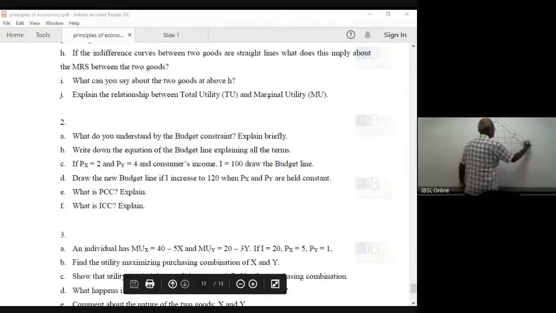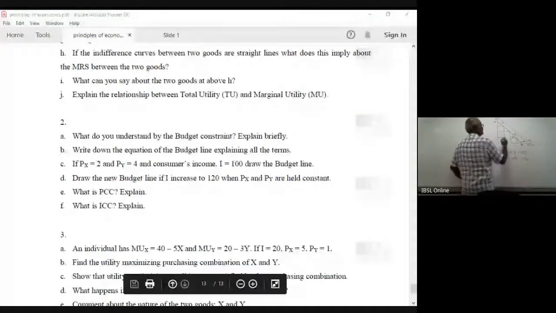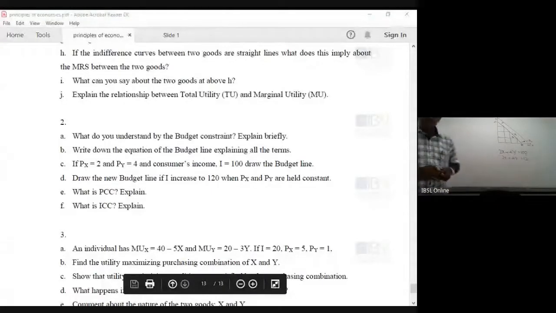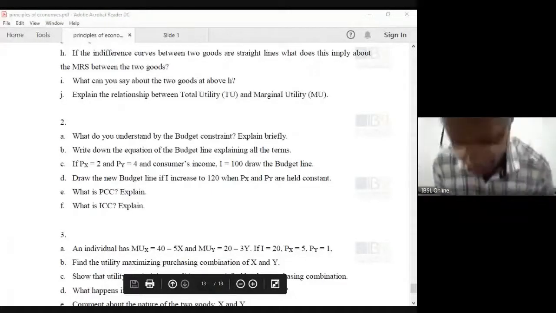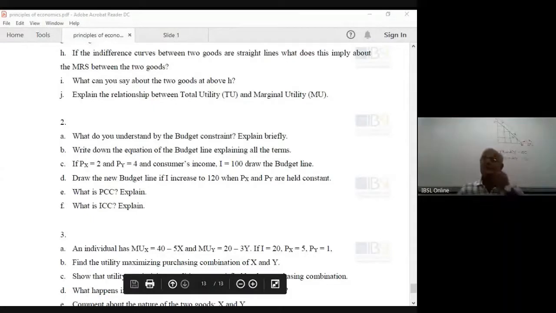Budget line shift. When income increases, keeping the prices constant, the budget line shifts.